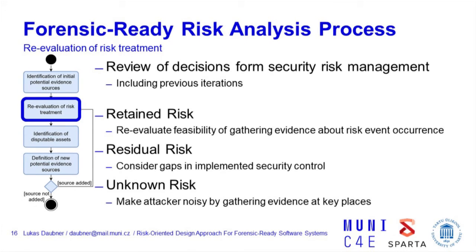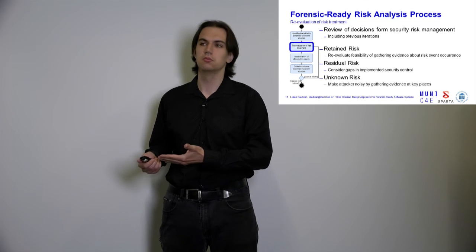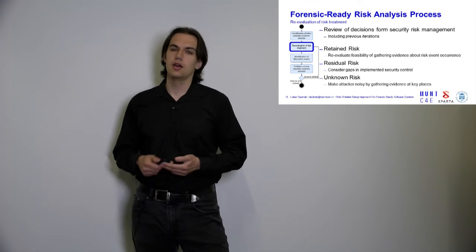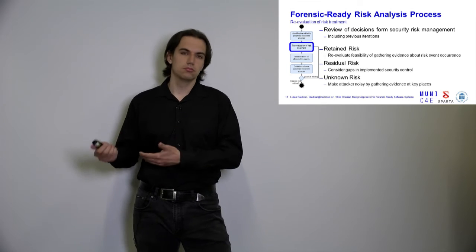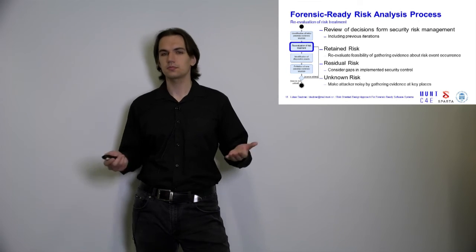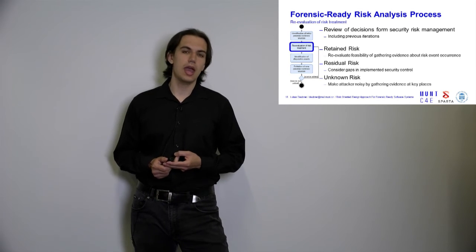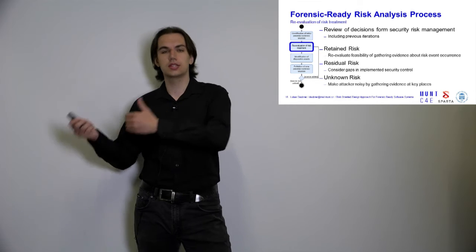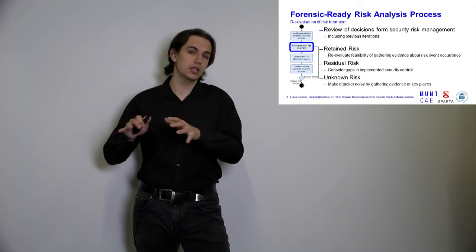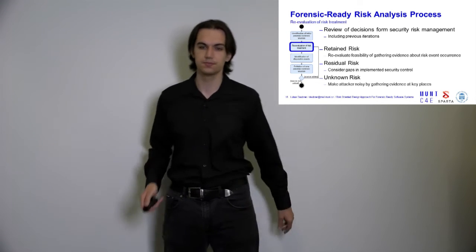Then, going through that, and this is an iterative process, we review all the risks from previous steps. If there is some retained risk, we may use forensic ready means to mitigate it. Maybe there is some residual risk, so we want to look at it as well. And of course, there's this problem of unknown risk, where we aim to make the attacker noisy, to leave traces behind. So we are searching for these cases.